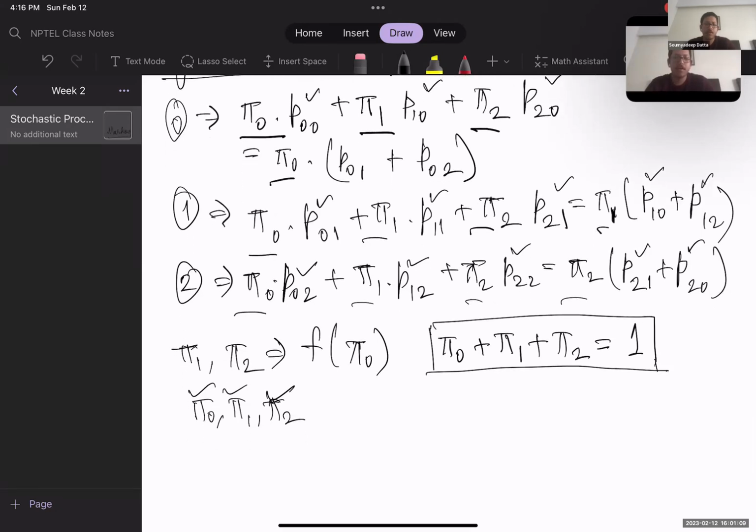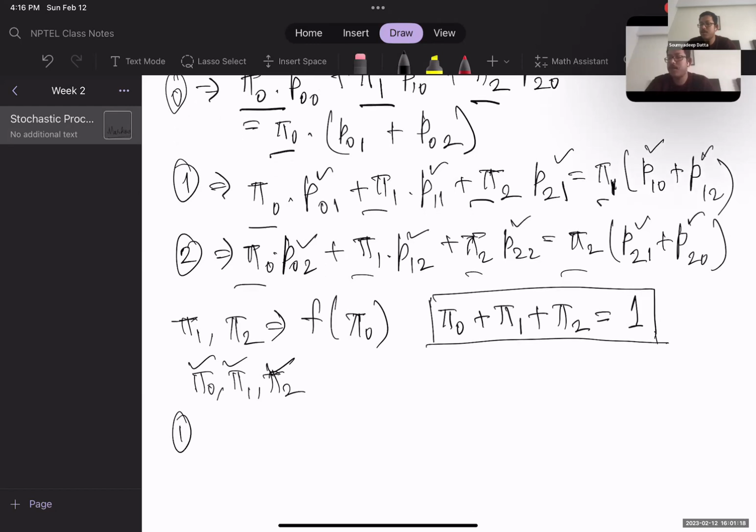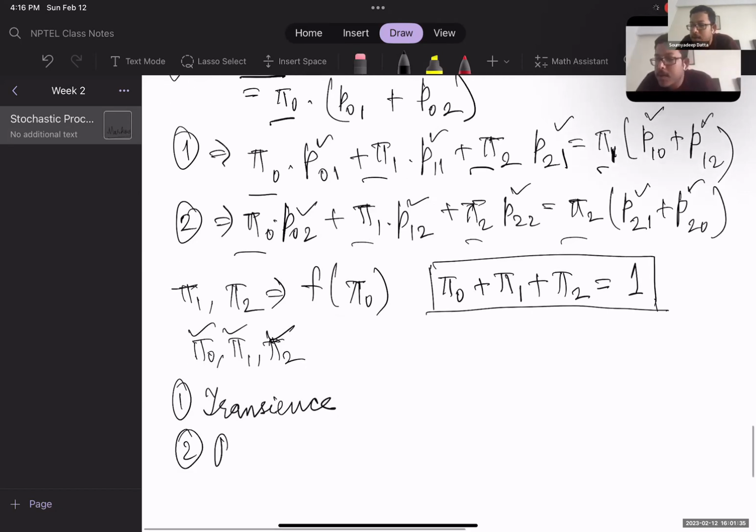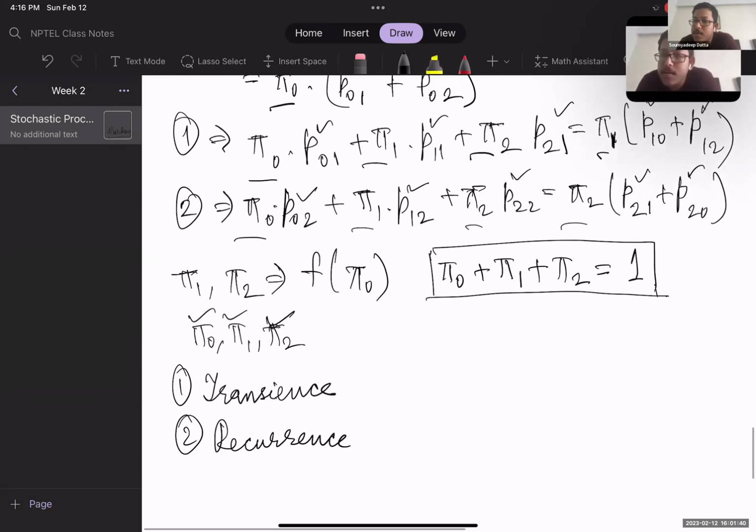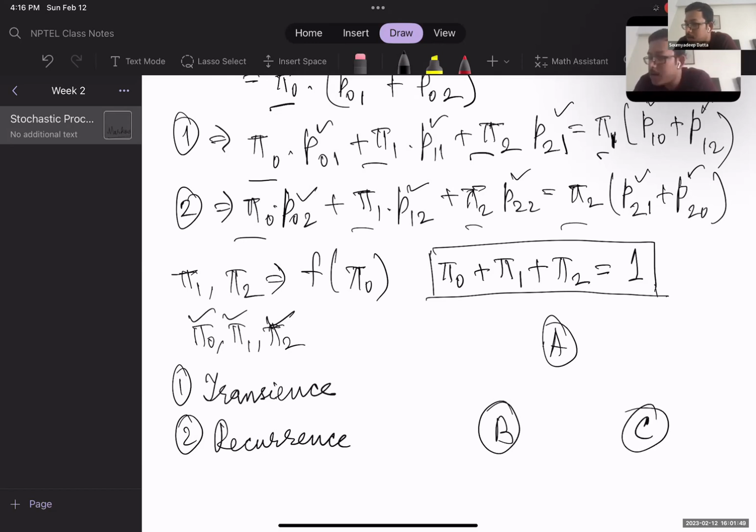With this discussion, two important properties need to be discussed for Markov chains. Number one is transience, and the second property is recurrence. I'll again discuss this with a quick example so that it's very clear. And I'm again cooking this up.